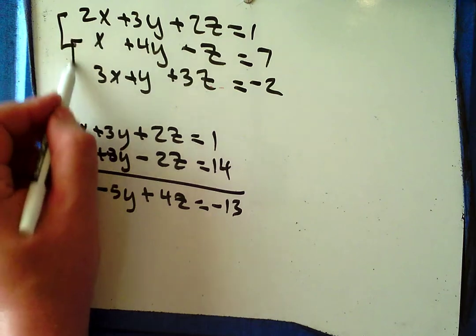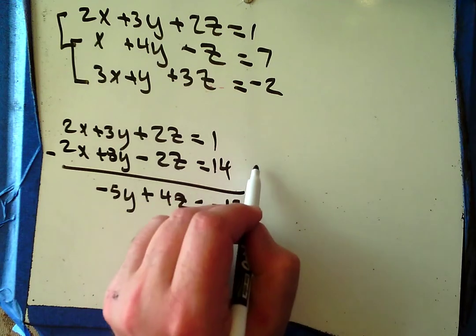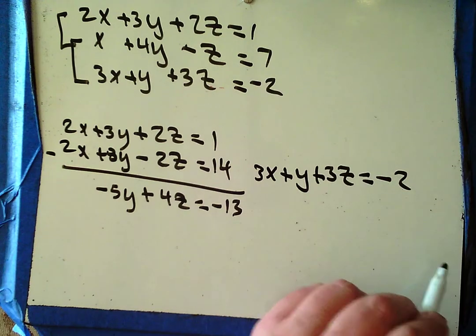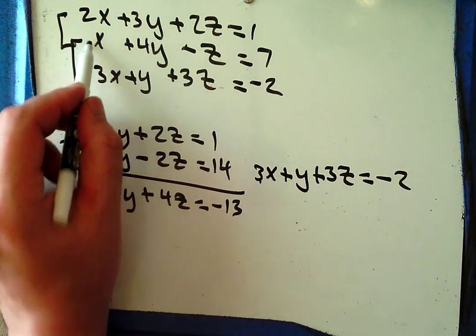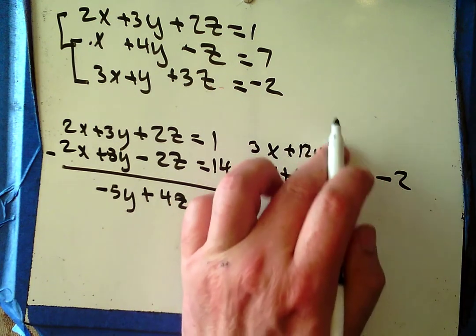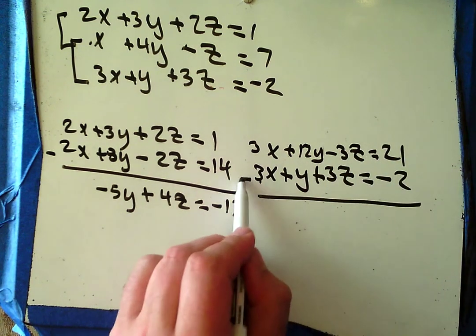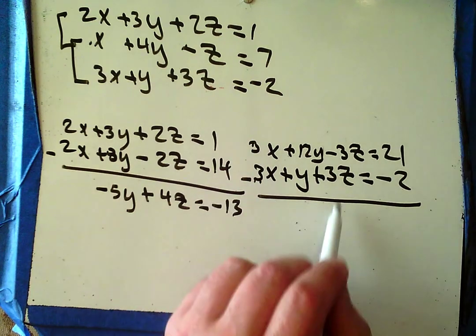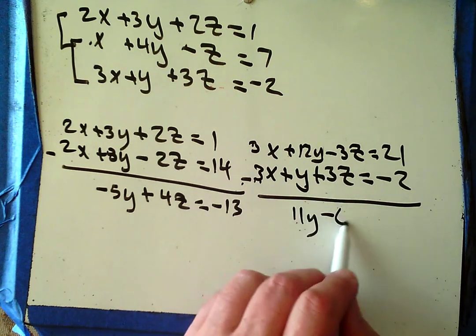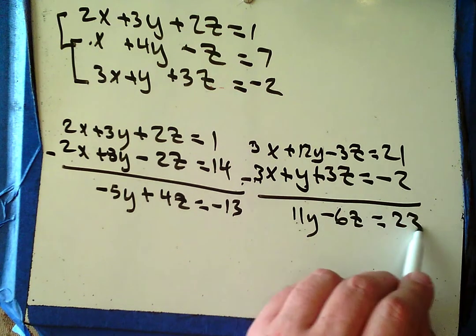And then I'd pick two other rows. 3x plus y plus 3z equals negative 2. And if this is a 3, I'm going to need to multiply this row by 3. So 3x plus 12y minus 3z equals 21. And again, subtract. 3 minus 3 cancels. 12 minus 1 is 11y. Minus 3 minus 3 is minus 6z. And 21 minus a negative 2 is 23.